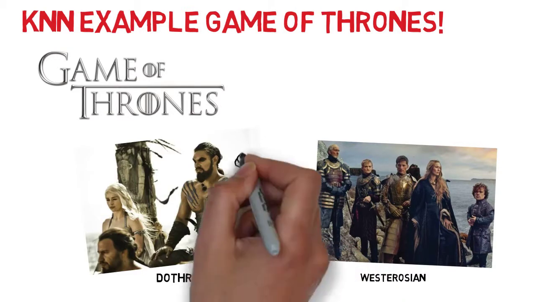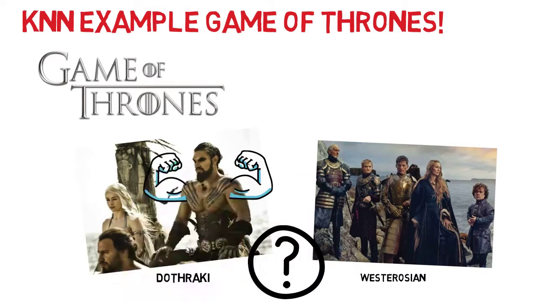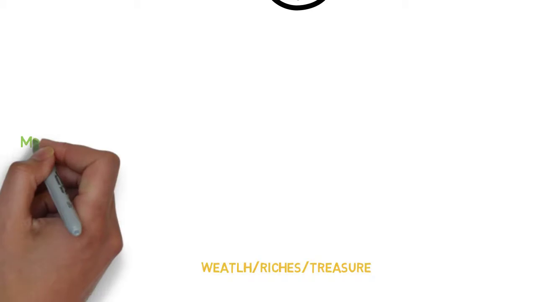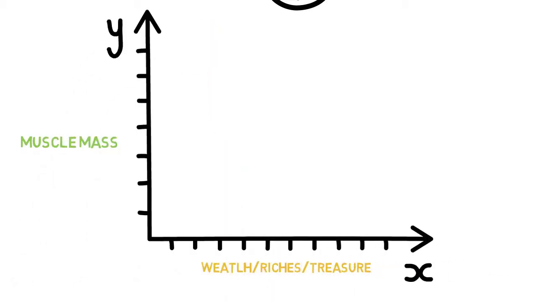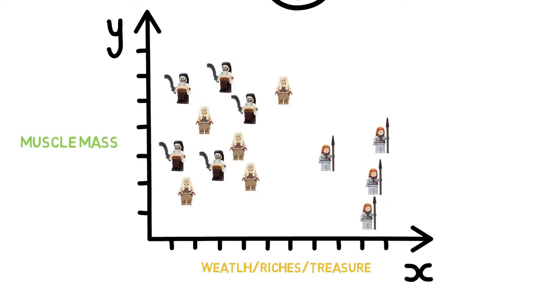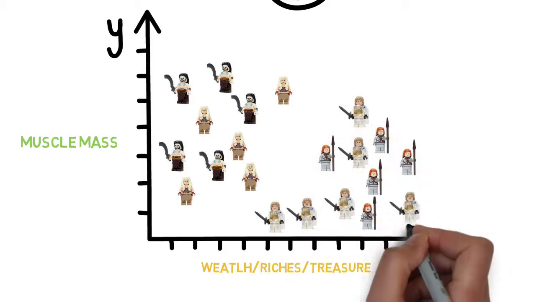So for example, we can use muscle mass and wealth, treasure net worth or riches as the independent variables or features. So for the bulk of the Dothraki, let's assume they have a higher muscle mass as they are nomadic warriors. People from Westeros, however, let's assume they are a wealthier population and urban dwellers, so that the average muscle mass would be significantly lower than that of a Dothraki.